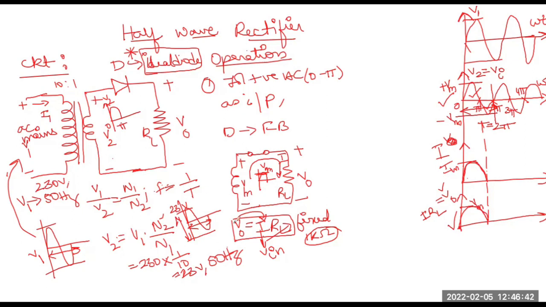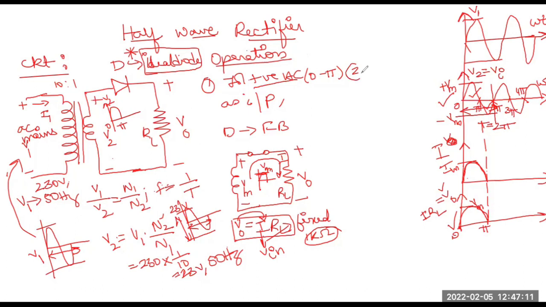So finally, I see that V naught simply follows the input V in, because RL is fixed and V naught depends on I, and I in turn depends on the applied input voltage. So what is that I understand? For positive half cycle as input for the period 0 to pi, what is that I see? I see the output also exists for the same period 0 to pi. Any doubts in this?